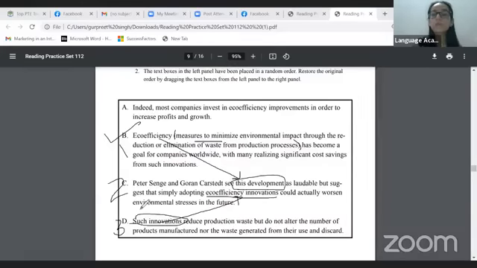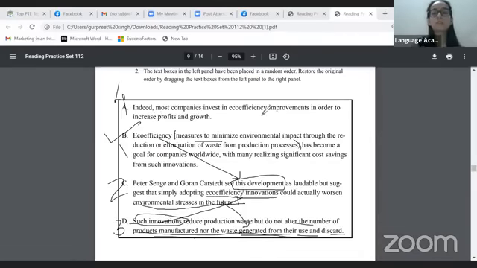So this is where you finished, at environmental stresses in the future. So what environmental stresses were you talking about? These are the environmental stresses. They do not alter the number of products nor the waste. So on their use and discard, this is going to be a stress. And all these three were connected together, so we put them together, and then there's one sentence.